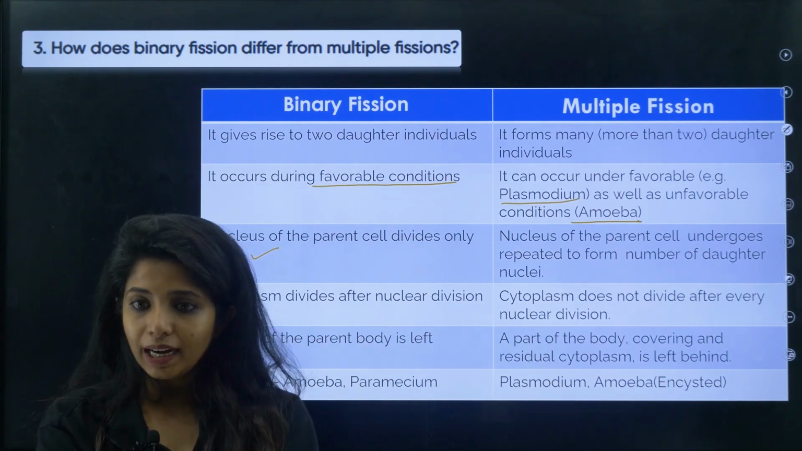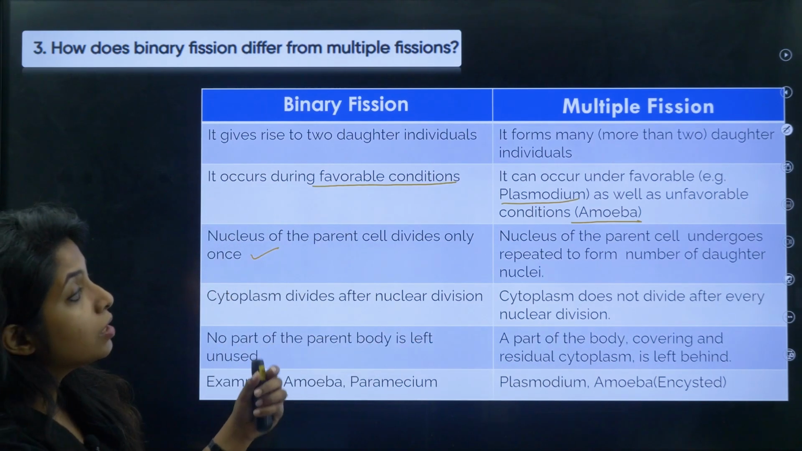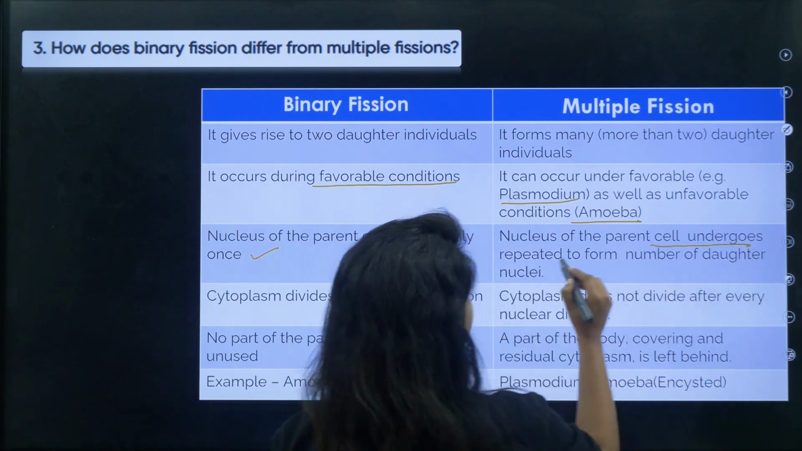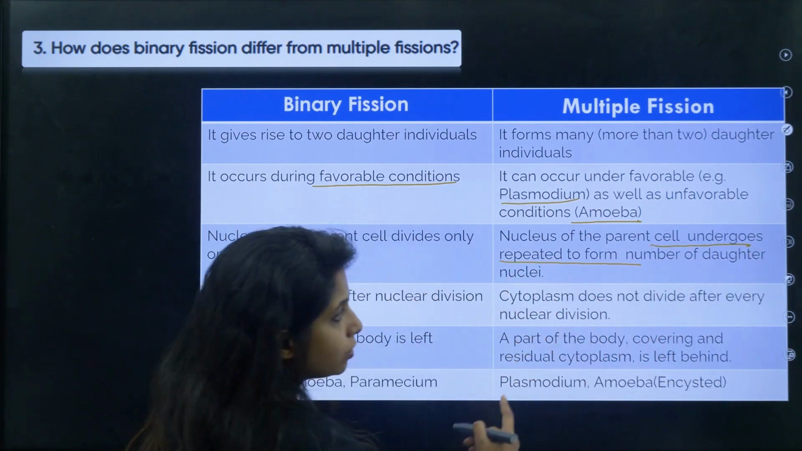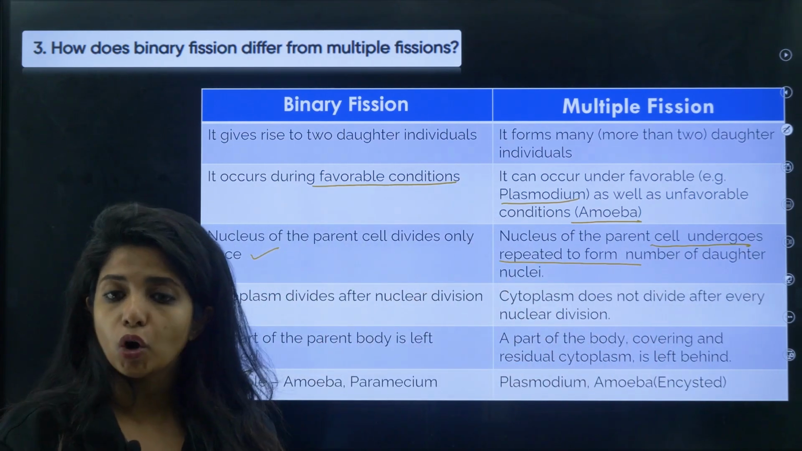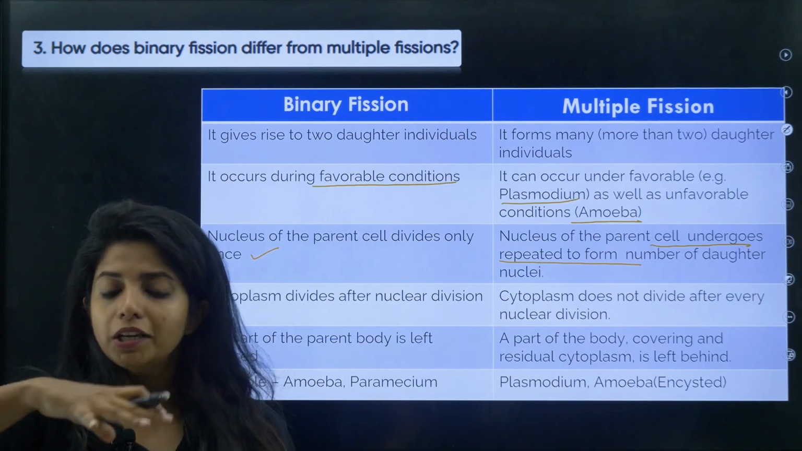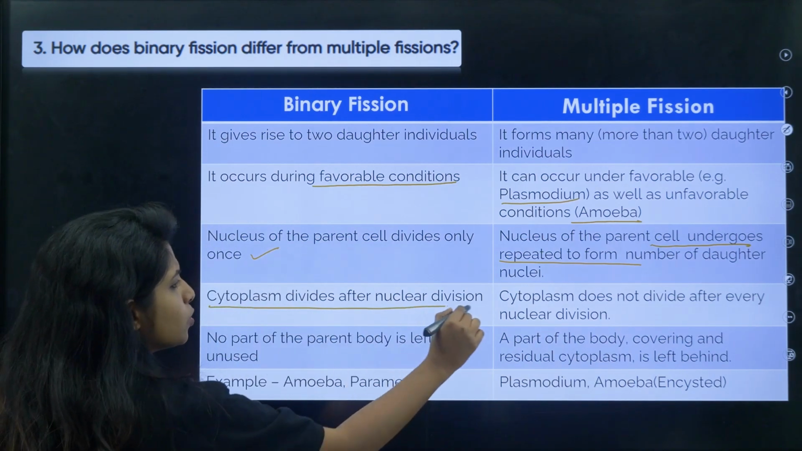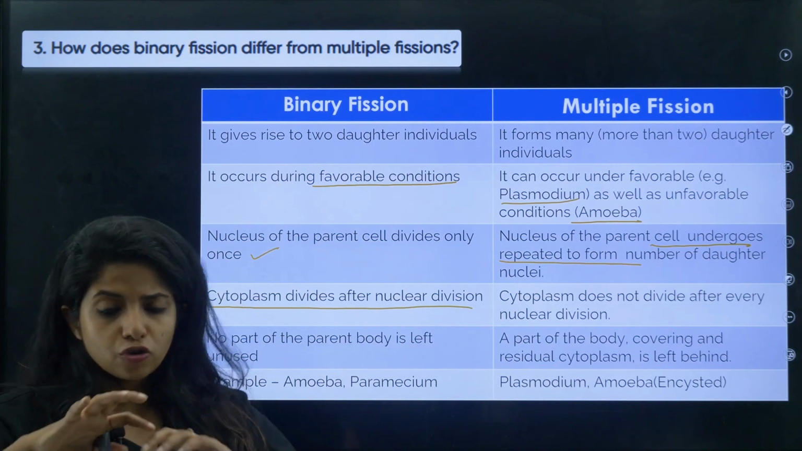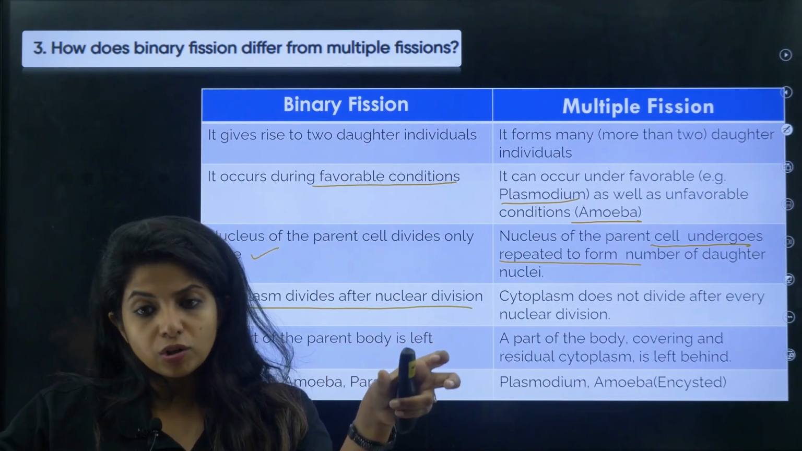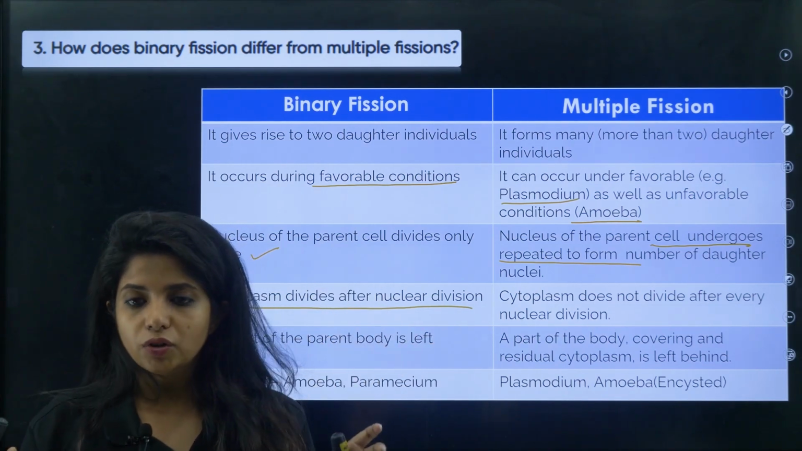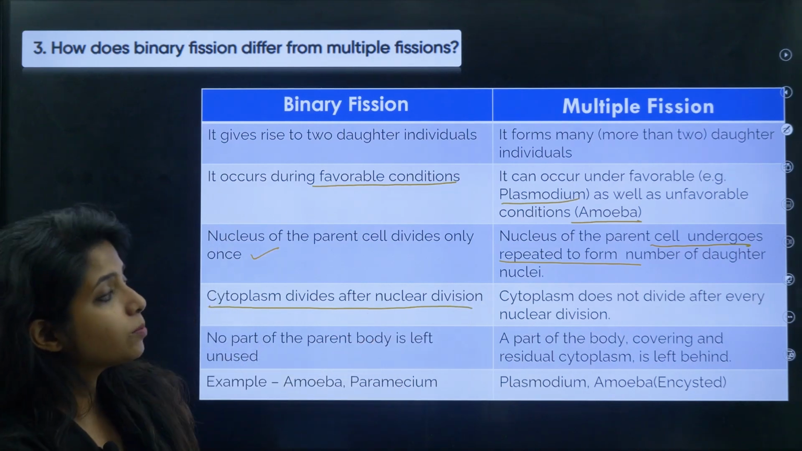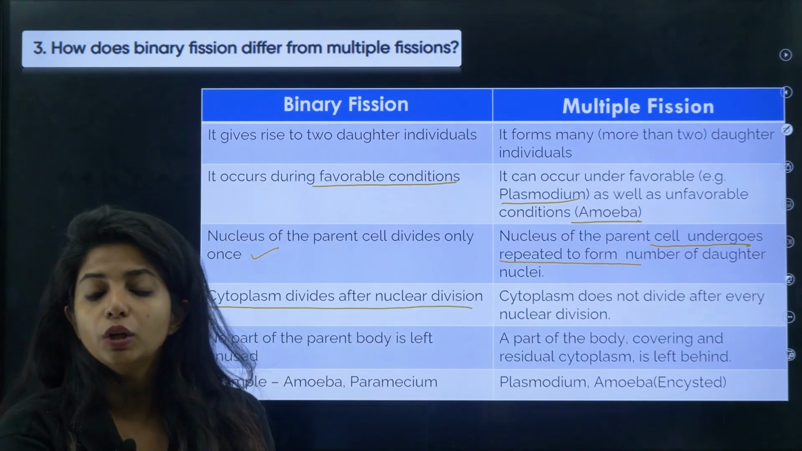So there was nuclear division only once, it was given to both of the daughter amoeba and that's all, right? But in the case of multiple fission, the nucleus of the parent cell undergoes repeated division to form a number of daughter nuclei. That's why there were so many nuclei. And what happened to the cytoplasm? Here in this case, cytoplasm also divides after the nuclear division. So just after the nuclear division, the cytoplasm also divides and it was given to the daughter amoeba. But over here, cytoplasm does not divide after every nuclear division.